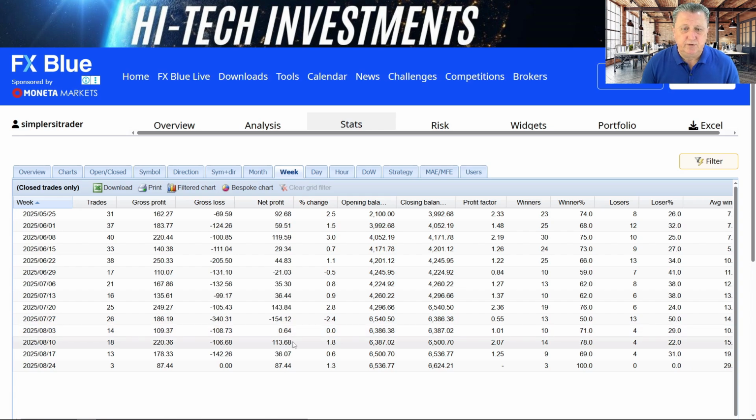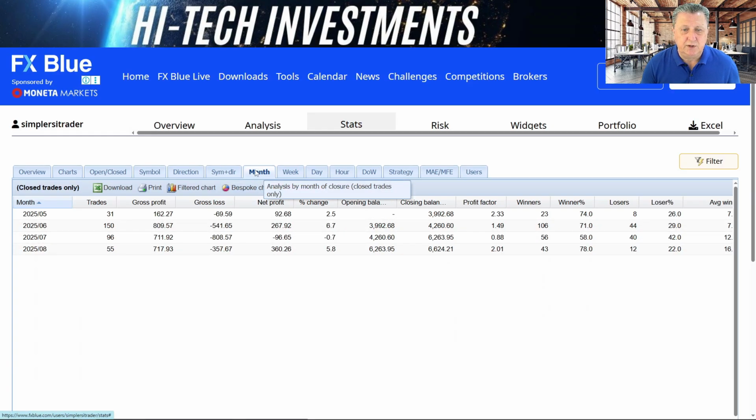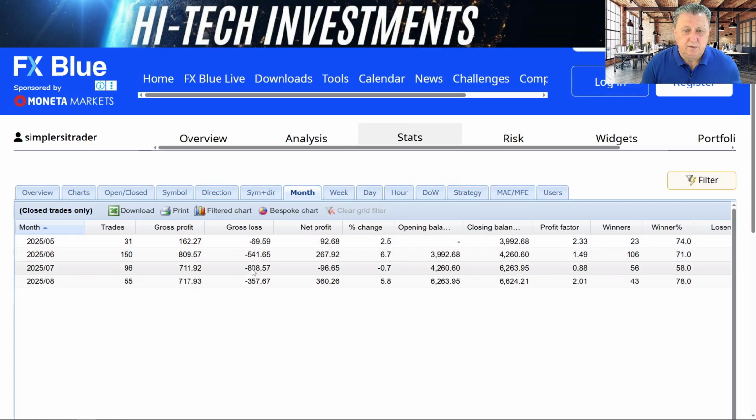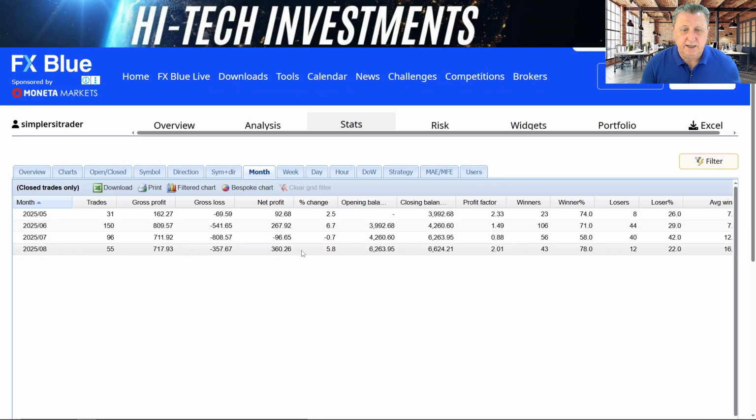The week after, all of a sudden the profit is coming back to us, and now it looks like it's good and stable again. And if we have a look also on a monthly basis, first one was 92, 267, and then we have in here also a small little minus of minus 96, and now for the month of August we have 360. So it's looking pretty good overall.